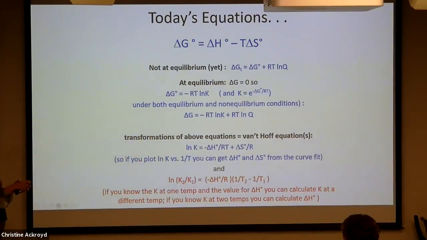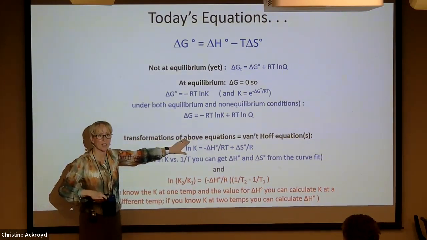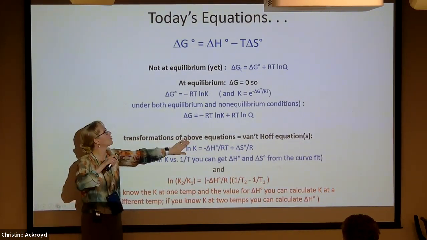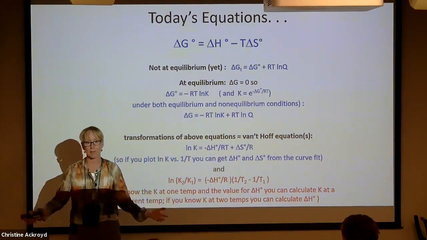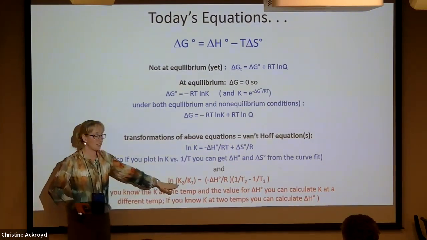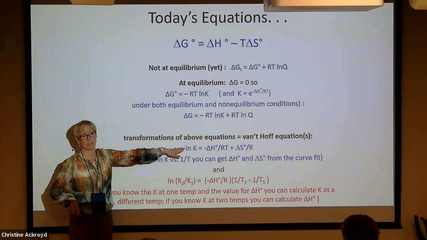If you combine this equation and this equation using delta G naught instead, you can come up with the Van't Hoff equation. Is this really a new equation? It's not really a new equation. It's just a way of using this equation and this equation together to answer the question of what happens to K as the temperature changes. In this two-point form, is that really a new equation? It's just a version of this one.